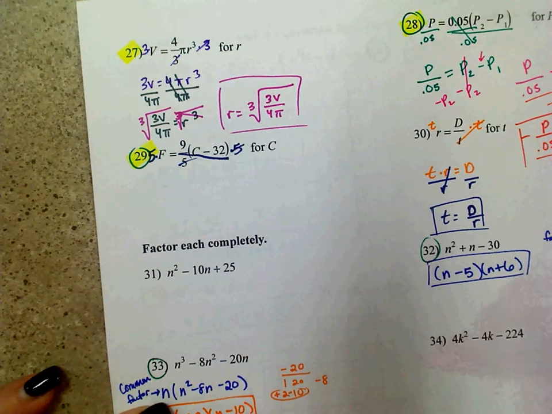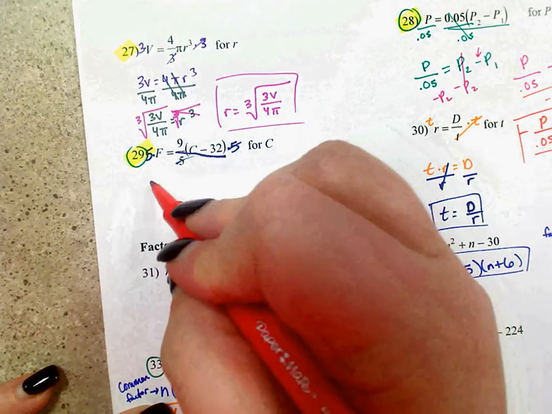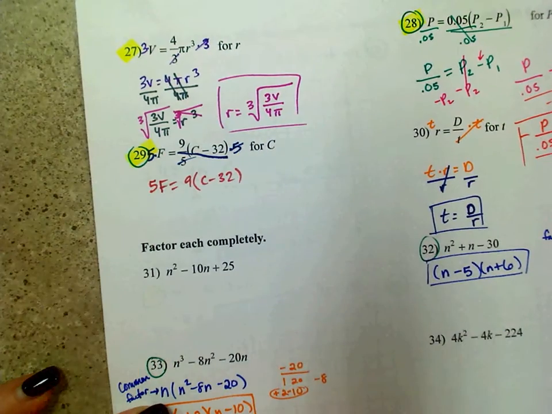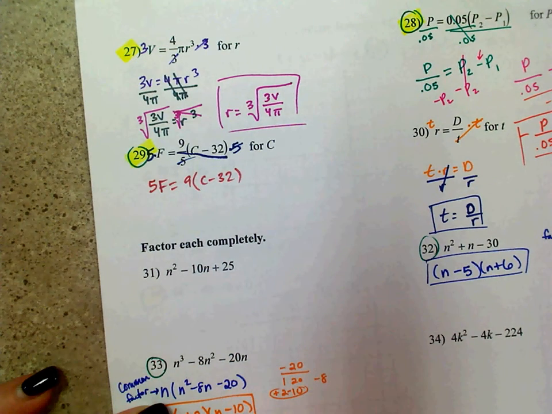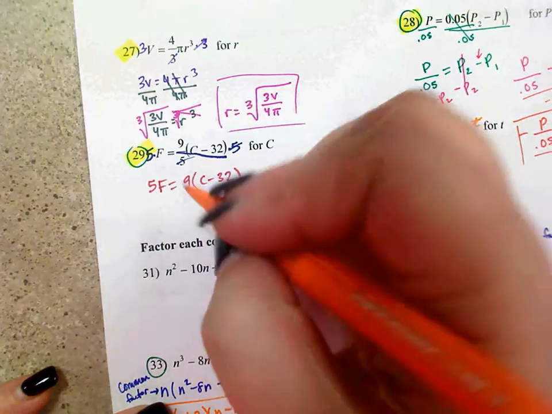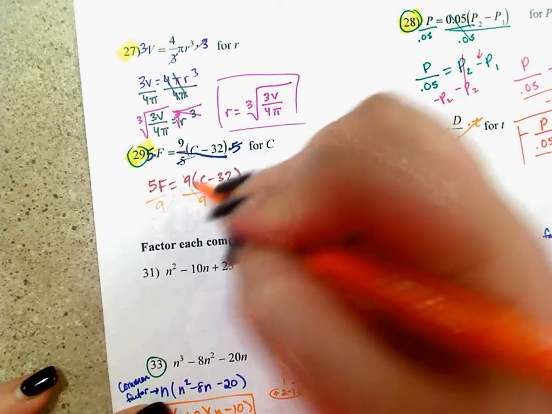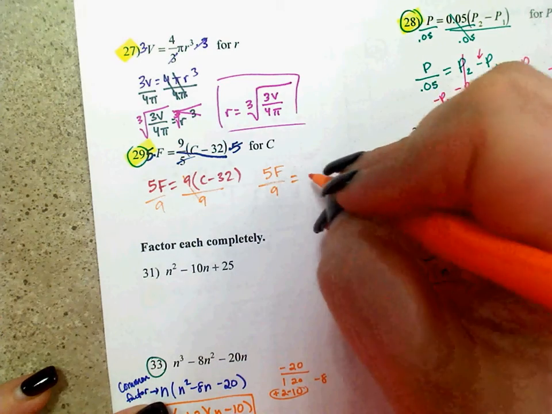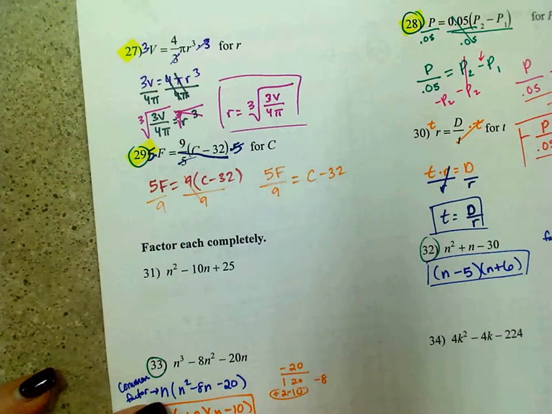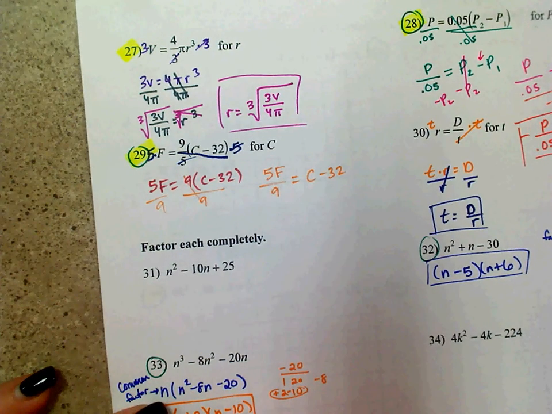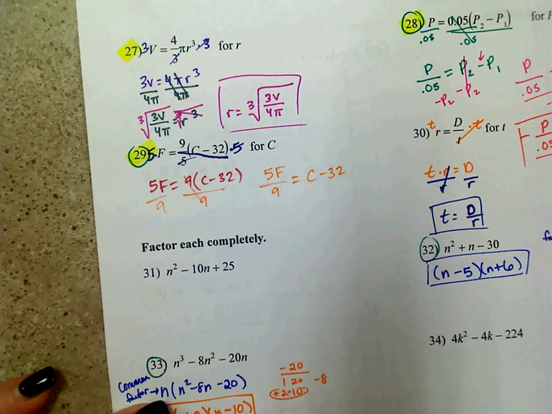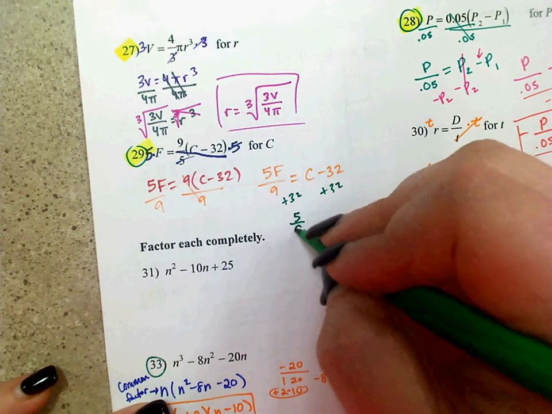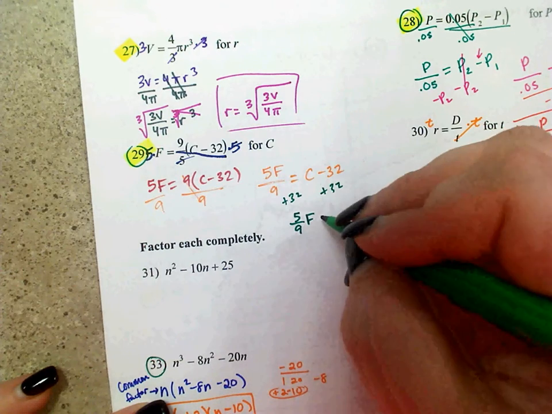And so what I'm left with is 5F equals 9 times C minus 32. I'm multiplying that expression times 9, so I'll go ahead and divide it out. So I'm left with 5F divided by 9 equals, I no longer need the parentheses because I'm not multiplying anymore, C minus 32. And then I need to solve for C, so I add the 32 over. So final answer, 5/9 F, or 5F over 9, plus 32 equals C.